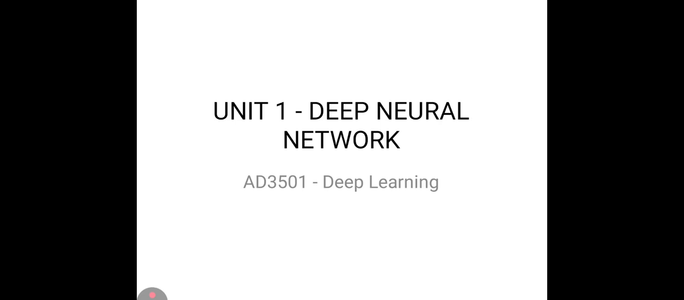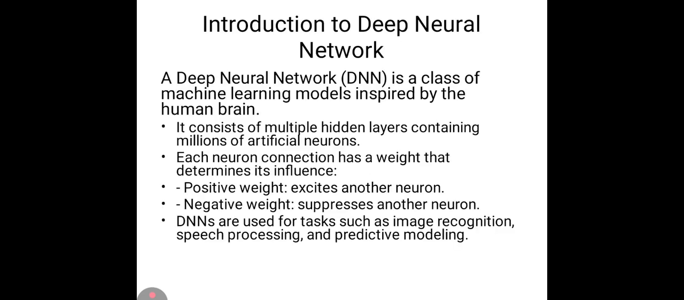A deep neural network or DNN is a machine learning model inspired by how the human brain works. It contains multiple layers of artificial neurons. Each neuron receives input, processes them, and passes the signals forward. Every connection has a weight. A positive weight increases or excites the signal. A negative weight reduces or suppresses the signal. DNNs are widely used today in image processing, speech recognition, language translation, and in many intelligent applications.